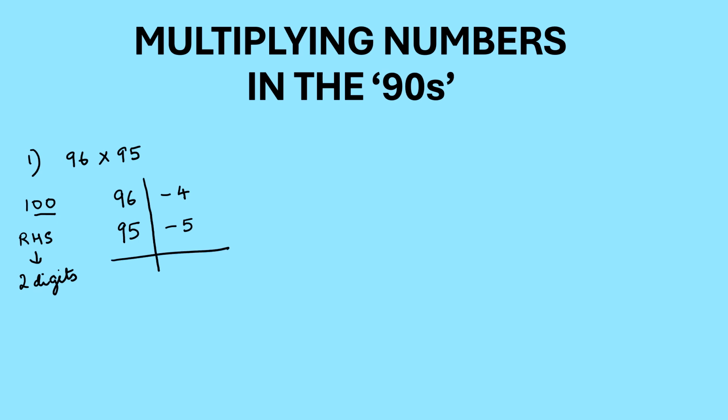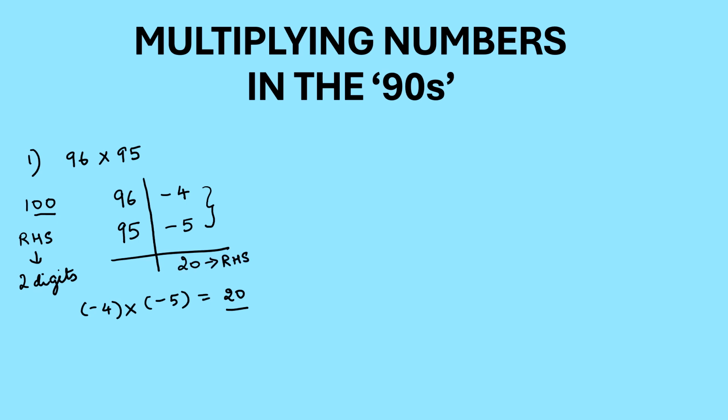To calculate the RHS, we multiply these two numbers. Minus 4 times minus 5 gives you 20. We already know that the RHS should consist of two digits. Since 20 already has two digits, there is no need to add any additional zeros. So you write down 20 as your RHS.